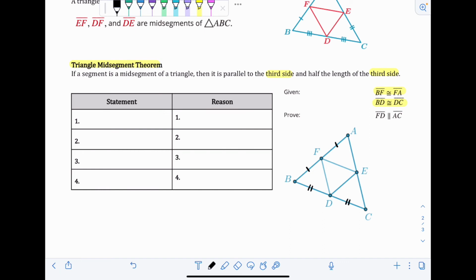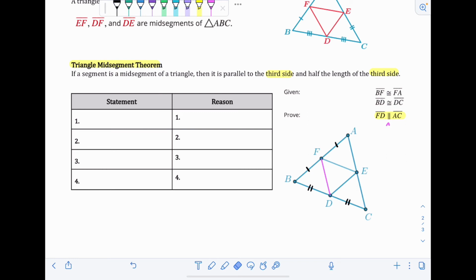We don't really know anything about the relationship between BF and BD, so we want to use a different set of tick marks, like 2 versus 1. And then we're trying to prove that segment FD is congruent to segment AC. Oh sorry, not congruent, my bad, but parallel. We're trying to show that segment FD is parallel to segment AC. So FD, that one in pink, and then AC, the one that just got drawn over in pink as well.